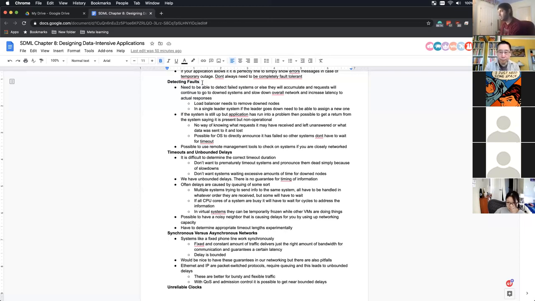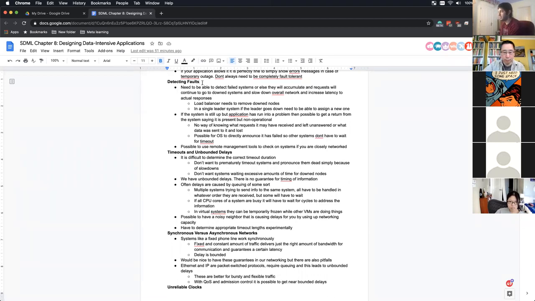And so previously we've talked about the single leader systems with the databases. In that scenario, you need to be able to assign a new one, and that's another way of detecting a fault. You need to know that the other leader went down in order to find that you need to assign a new one, basically.